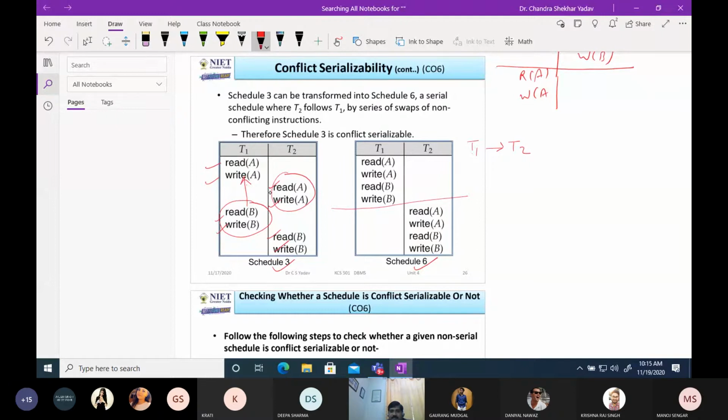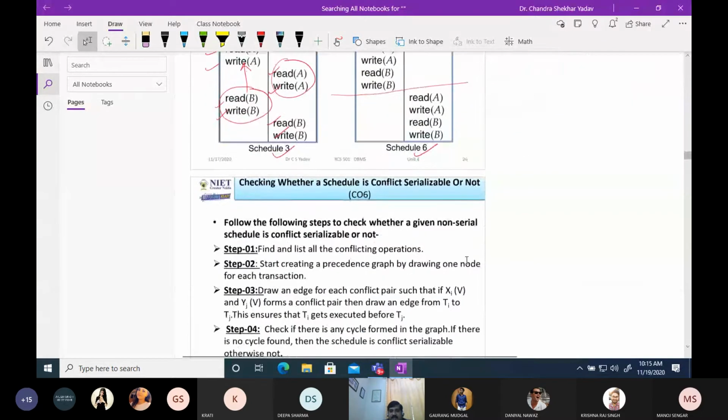So this is the example of conflict serializable. Now we will say that schedule 3 is conflict serializable. So there is an algorithm to check whether the given non-serial schedule is conflict serializable or not.